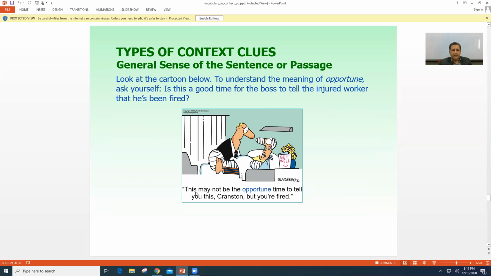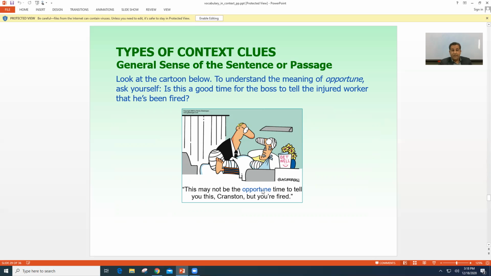Now, the other person is saying, this may not be the opportune time to tell you this, Cranston, but you are fired. We can figure out that this is the employer, the boss, and this is the employee. The boss is saying to the employee, you are fired. You're sacked. Why do you think this may not be the opportune time? If somebody is on a hospital bed and quite injured, and the boss says, you are fired from the job, what do you think opportune means here?